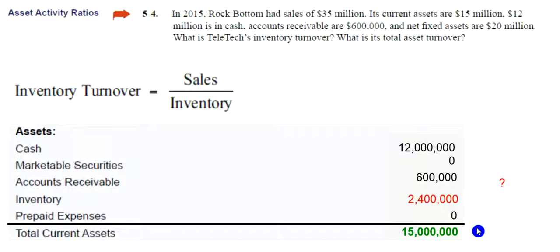So now that we know what our inventory is, we can plug it into our ratio right here and divide sales, which is 35 million. So we're simply dividing 35 million by 2,400,000, and that's going to give us our inventory ratio, which once again is not expressed as a percentage, it's just a number. And hint, it's over 10. It's going to be over 10. If it's not over 10, you've done something wrong.